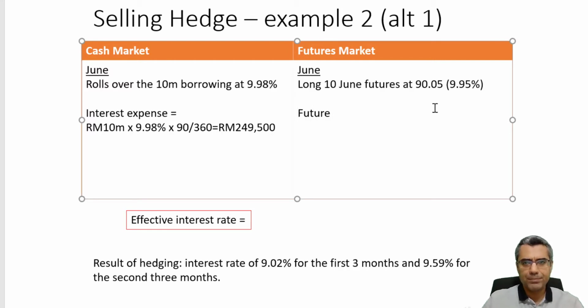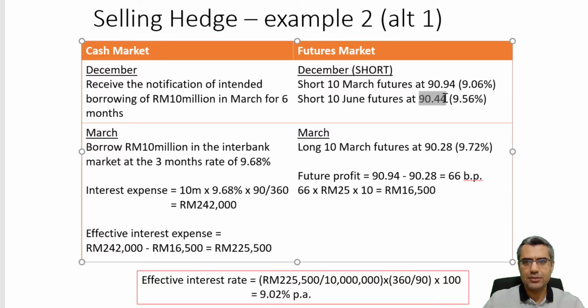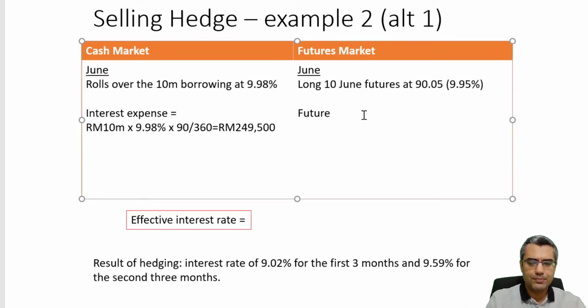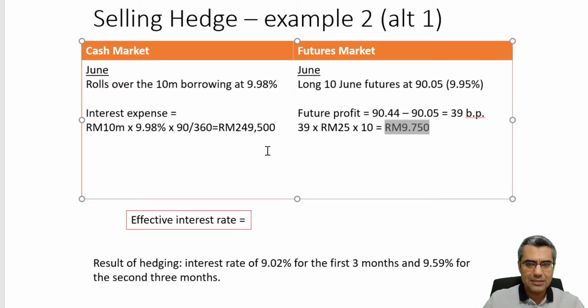You long at this price, 90.05, and you already shorted at this price. So you have a profit. Selling minus purchase gives you 39 basis points profit. So now you convert into ringgit. So 39 multiplied by 25 ringgit tick size, 10 contracts. This means 9,750 ringgit profit.